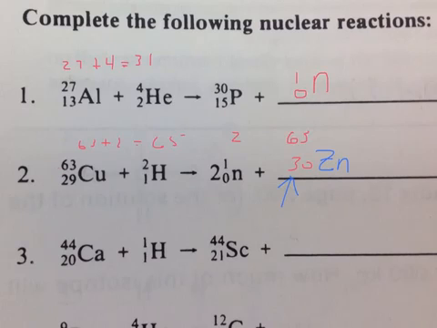Let's look at problem number 3. We have 44 plus 1, so we have 45 on this side. We have 44 plus 1. We have 20 plus 1 on the left, that's 21, and we have 21 on the other side. Therefore, we'll have another neutron.